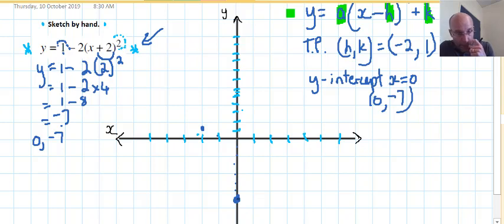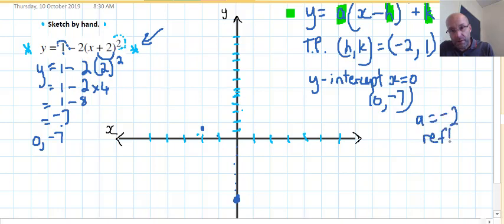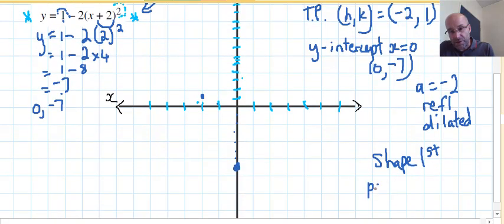Okay, so we know that because a is -2, it's going to be reflected and dilated by a factor of 2. We're going to deal with that first, so deal with shape first. Shape is usually the best thing to deal with first, position second. So a is to do with shape, and h and k are to do with the position of all the points. So we need to remember that it's going to be reflected and dilated by a factor of 2.